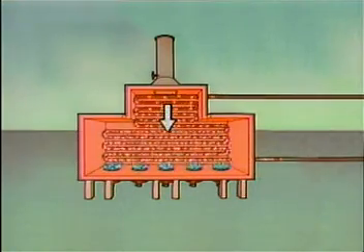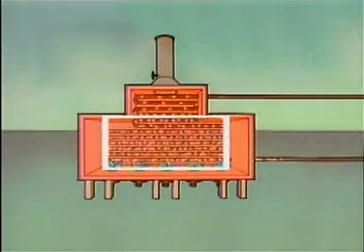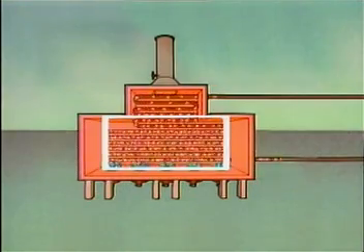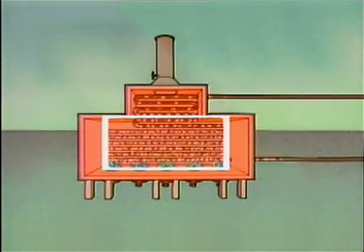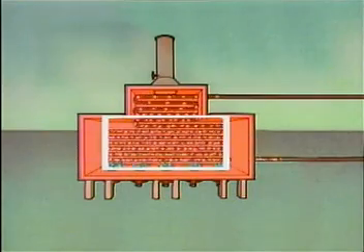From the convection section, the process fluid passes through the tubes in the radiant section. The process fluid becomes hottest in the radiant section because more heat and higher temperatures are available.